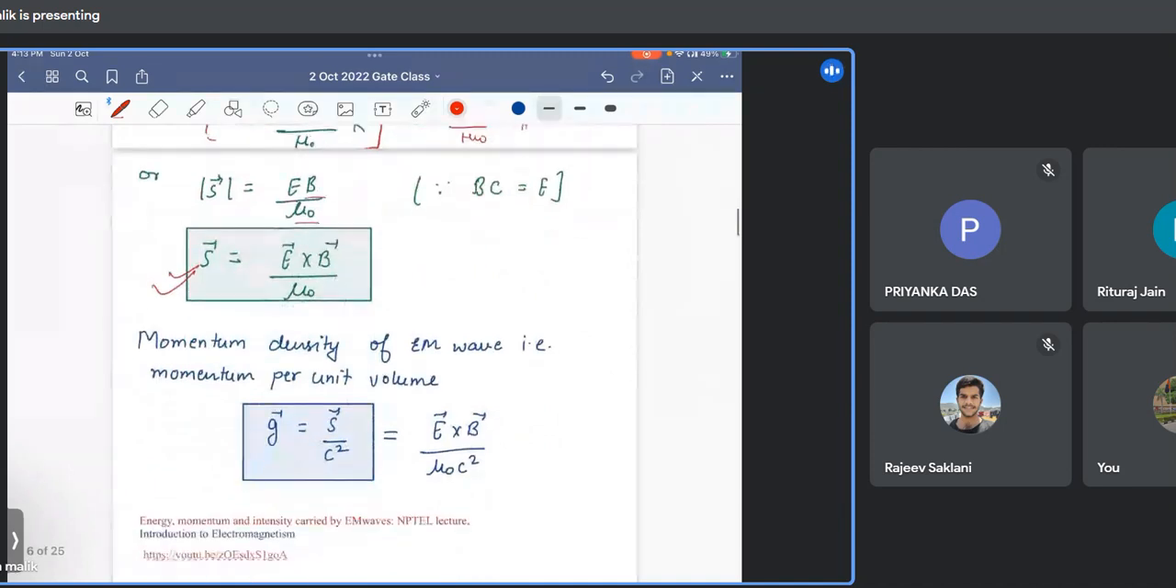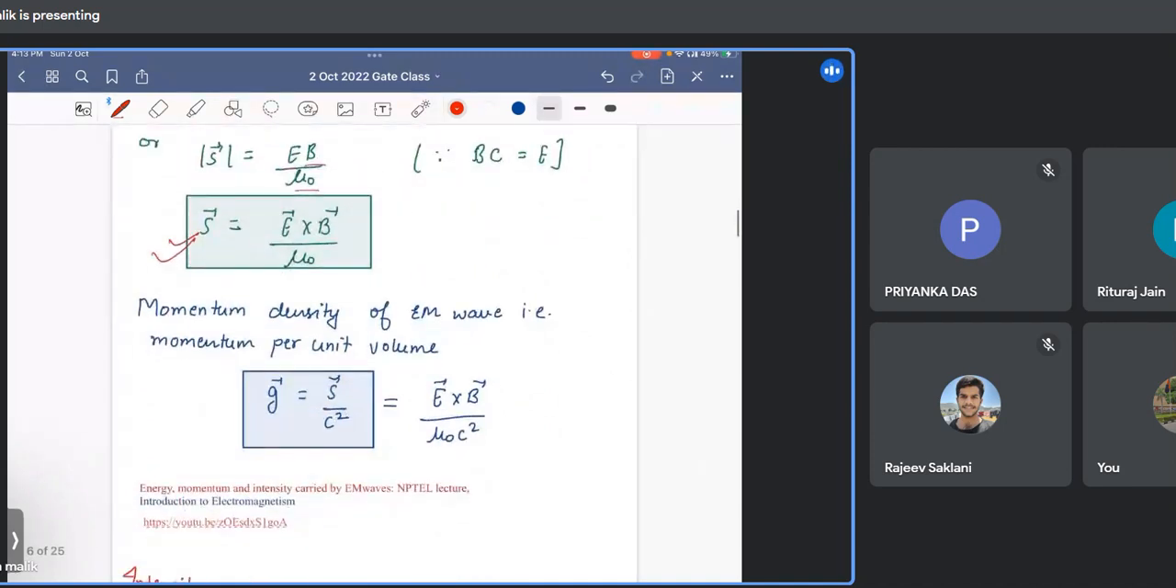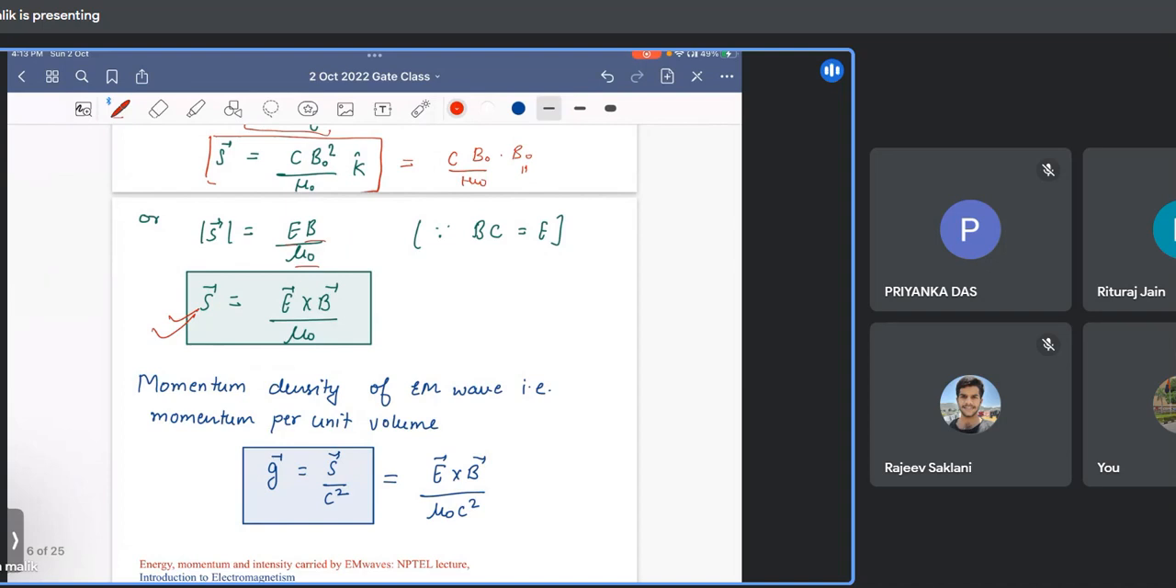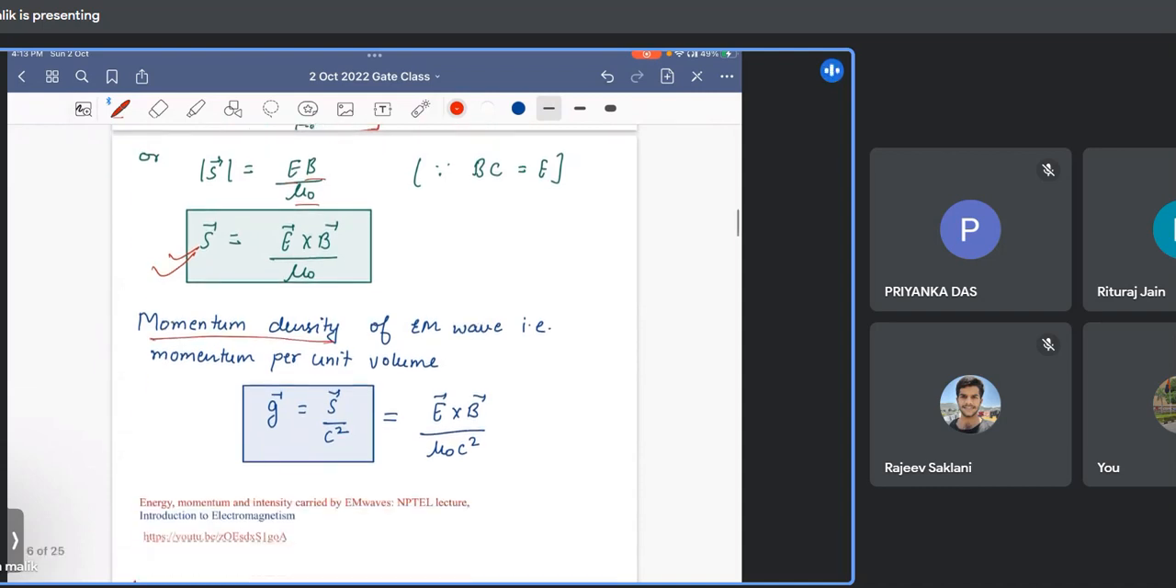Similarly, there is an expression for the momentum density of an electromagnetic wave, which is given by the Poynting vector by c square. This represents the momentum per unit volume. Momentum density means momentum per unit volume here. If you want to consider the intuitive way this formula comes about, you are familiar with the equation of energy equals mc square, and for a photon, the momentum is given by energy by c.